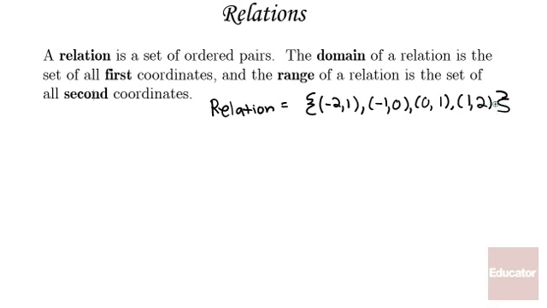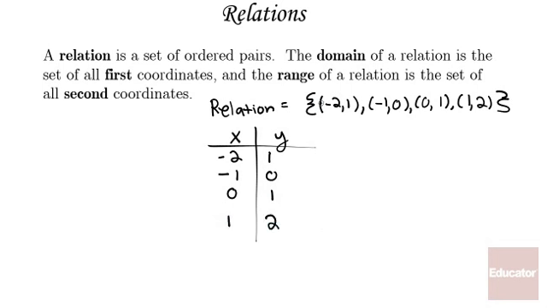Sometimes the relation is represented as a table. So -2, 1, -1, 0, 0, 1, and 1, 2. We'll be doing some graphing of relations also in just a little bit. So as discussed up here, the domain is the set of all first coordinates. And the set of all first coordinates here would be -2, -1, 0, 1.